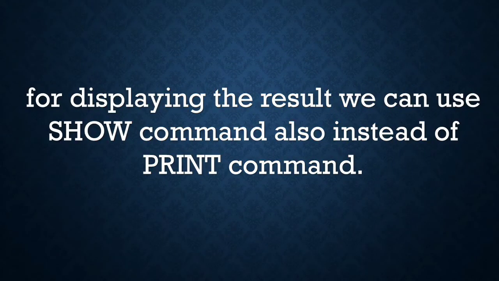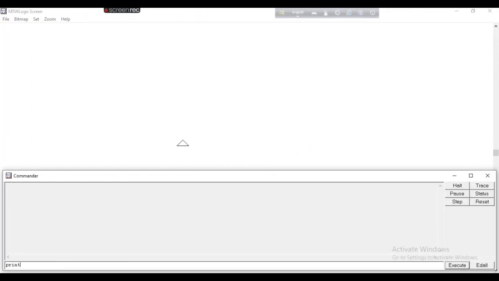And for displaying the results in the command window, instead of the print command you can also use the show command. So you just go through this portion, and I hope you can understand. Print 5 plus 6 also gives 11, then show 5 plus 6 also gives 11, then print 89 minus 76 gives 13, then show 89 minus 76 also gives 13, then call the print command.